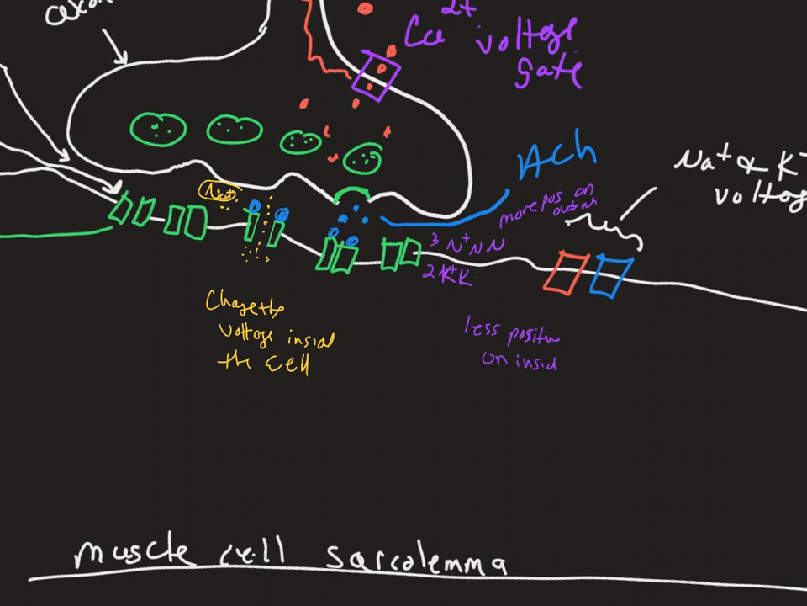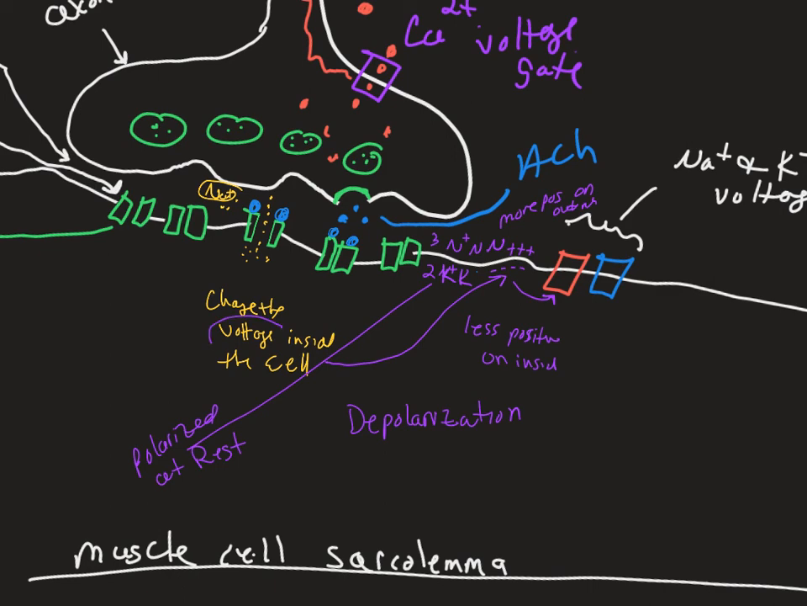What that results in is that when you look at this ratio, I've got 3 positive ions on the outside and only 2 positive ions on the inside, which ultimately results in a resting membrane potential of positive on the outside and negative on the inside. Okay? And this is important because what I want to do is change that charge in order to get that to open. Now, when I do this, it is called depolarization. So when it's at rest, I have a polarized membrane. If I change the polarity, if I change the voltage, I'm going to depolarize that membrane.